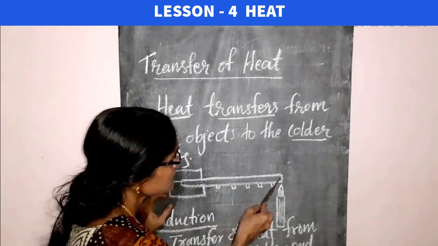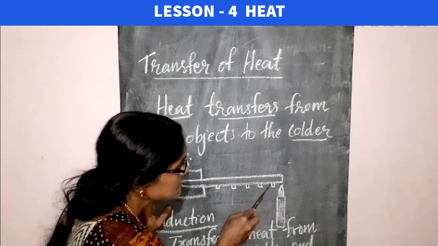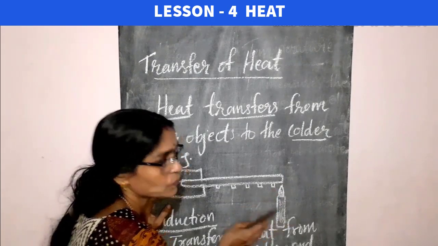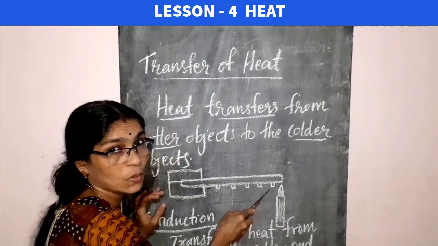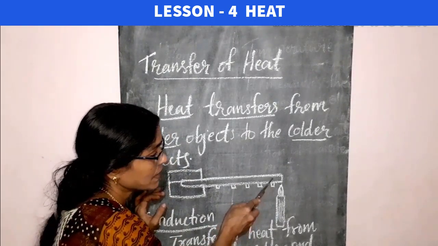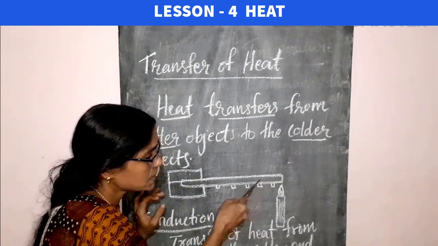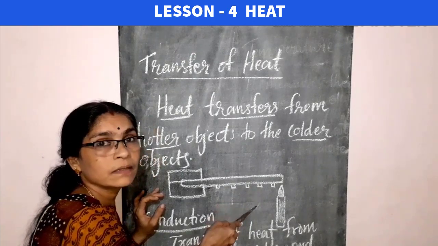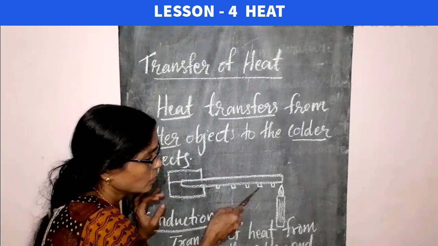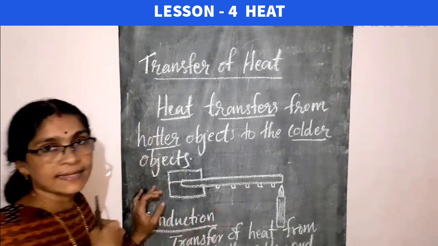When heat passes from this end to here, the first wax piece begins to fall. This wax piece falls first because this end becomes hot at first. Then the heat passes here and reaches here, which means the second wax piece falls. Then the third one, fourth one, fifth one, like that.